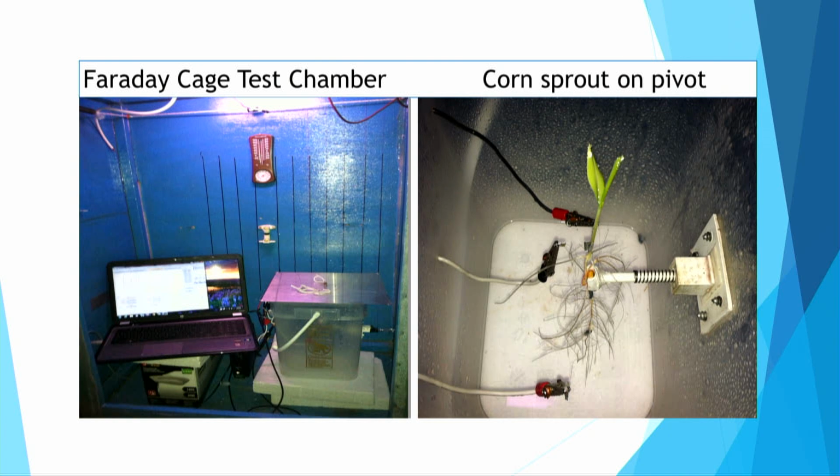And inside that plastic tub, in the picture on the right, there's a corn sprout. It's wired into the oscilloscope, and it's on a pivot. The reference lead is a very fine aluminum wire wrapped around the root, and then some conductive tape squeezed around it. That's the connection at the other spots too.